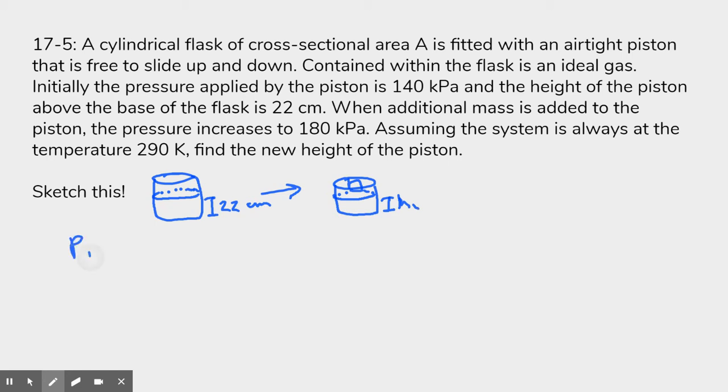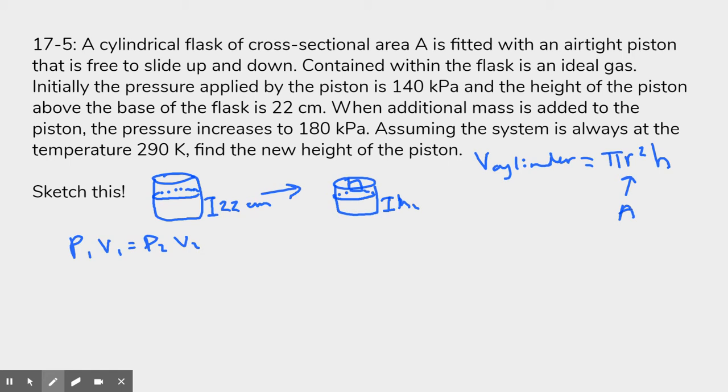So we want to use P1V1 equals P2V2. Now, as you noticed, we obviously weren't given any information about the actual volume, but we were told that this is a cylinder. So if you think back to geometry, the volume of a cylinder is pi r squared h, but this is just the area. Well, we have area and we have height. Knowing that, we can actually calculate this information.